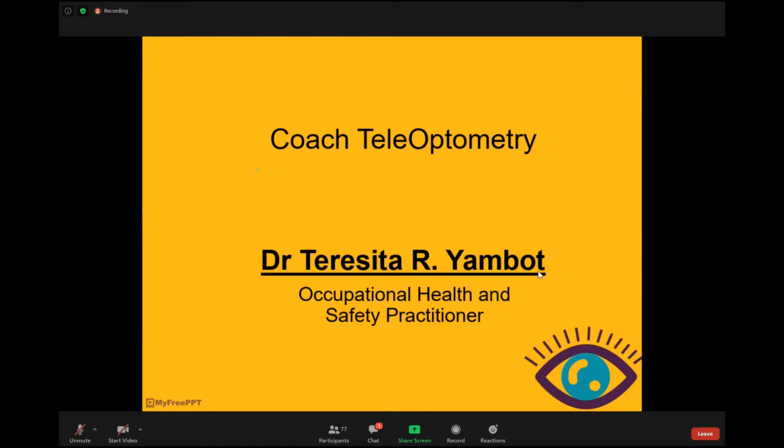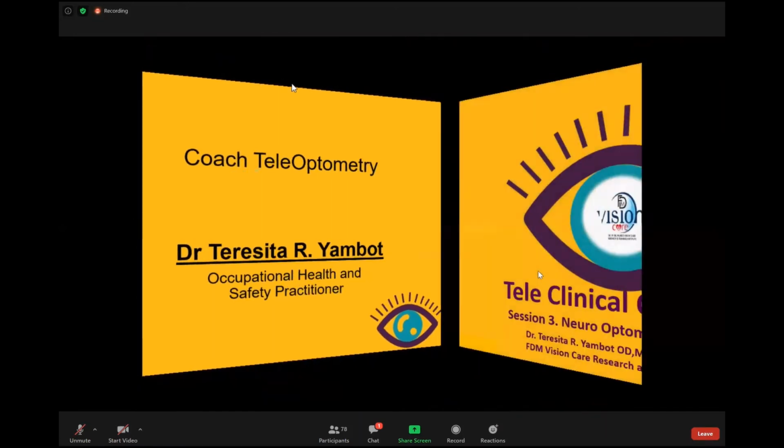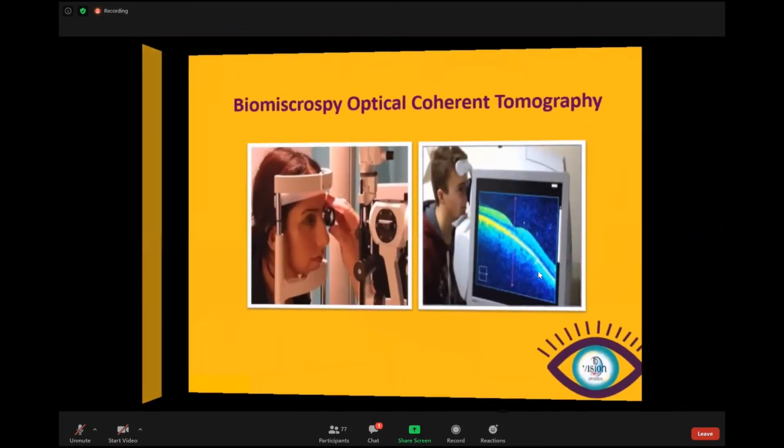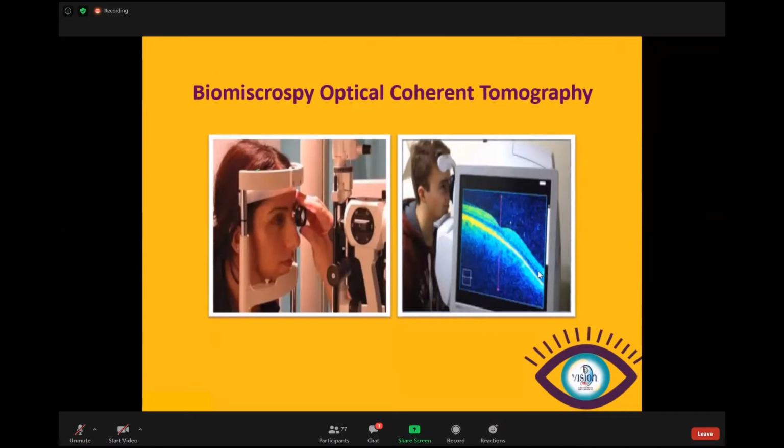Last time we discussed diabetic retinopathy, which is now the most common among Filipinos. Even younger Filipinos at the age of 30 or even younger are having diabetic retinopathy. I will be discussing ocular disease in relation to neuro-optometric rehabilitation. That will be our role. Last time we also discussed biomicroscopy and introduced optical coherence tomography.